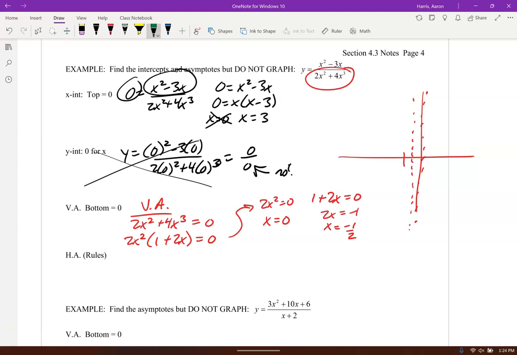Horizontal asymptote. Well, the degree of the top, again, let me make sure this is in standard form. I got x squared minus 3x. Here I should have had a 4x cubed first, plus 2x squared. Degree of the top is 2. Degree of the bottom is 3. If the degree of the top is less than the bottom, here we have 2 less than 3, automatically y equals 0 will be our horizontal asymptote, y equals 0.